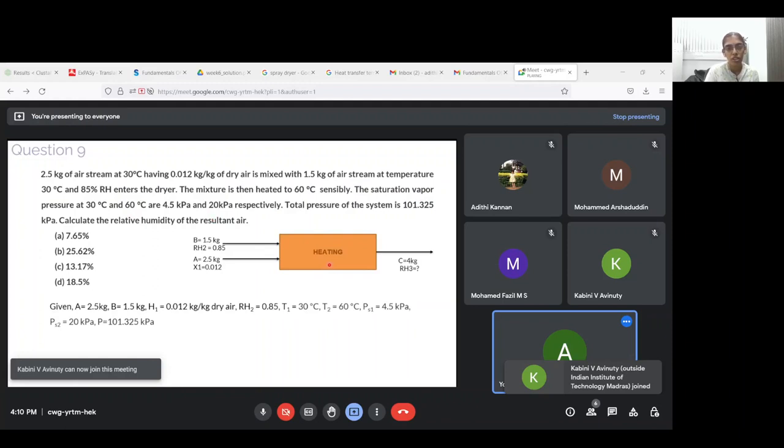So what is given here is that you have two streams. So let's consider it as A and the other stream as B. So A is 2.5 kg and B is 1.5 kg. We already know the moisture content of the first stream, that is 0.012, but the moisture content of B stream is not given. Instead, you have relative humidity given. We need to find out the relative humidity of the resultant stream. So this also includes a very straightforward mass balance only, but first we need to find out the moisture content of the stream B. So any clue how to find out moisture content from a relative humidity?